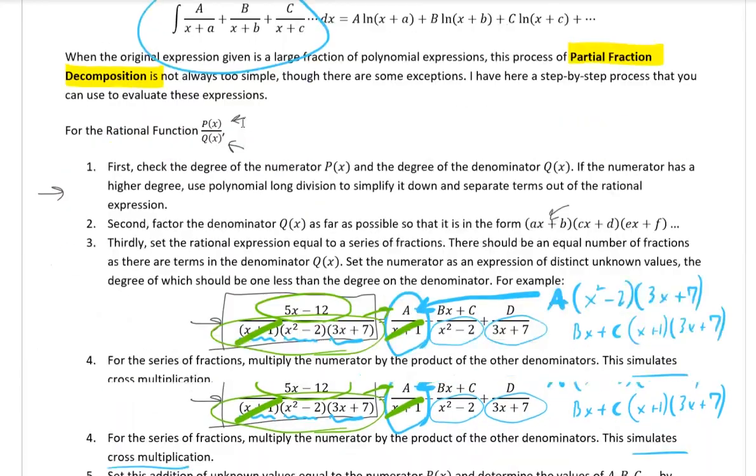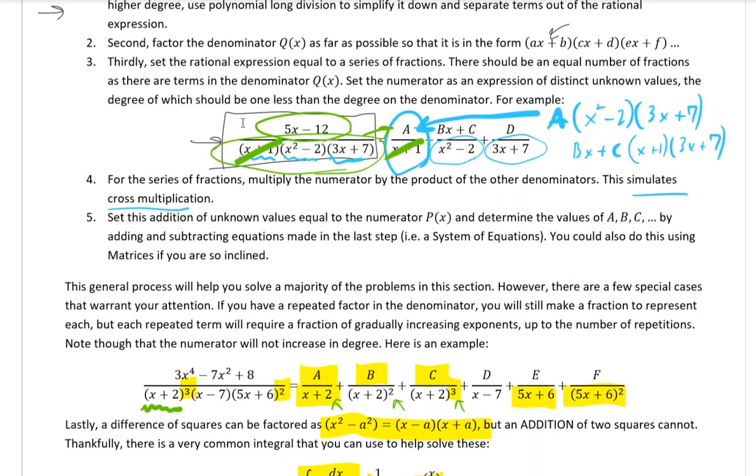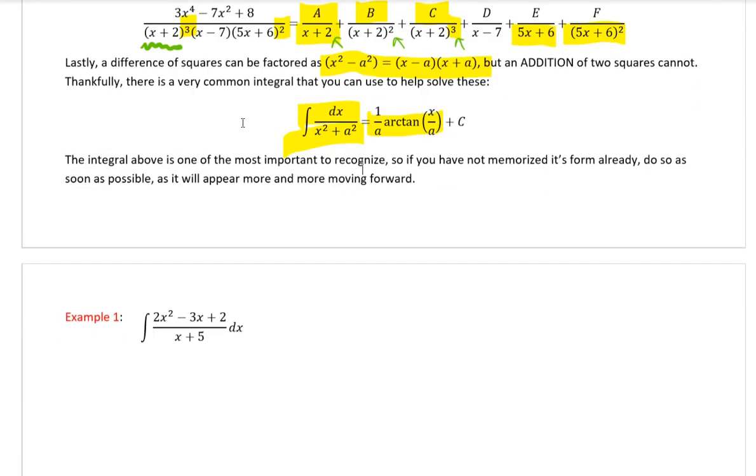Alright, so that's a big blurb in terms of what all we're doing here. Let's go through some examples so you can see how this is done.